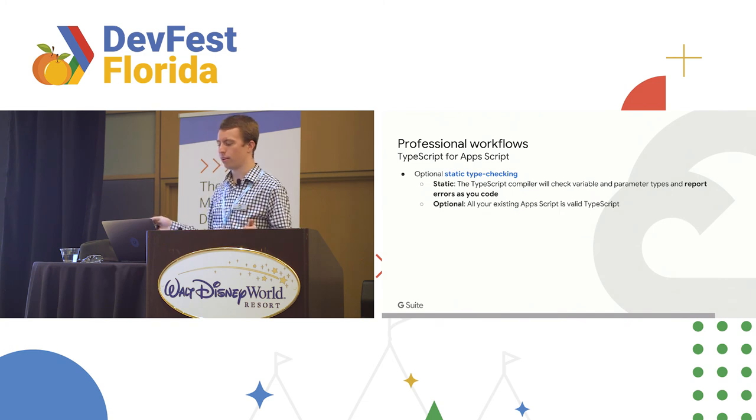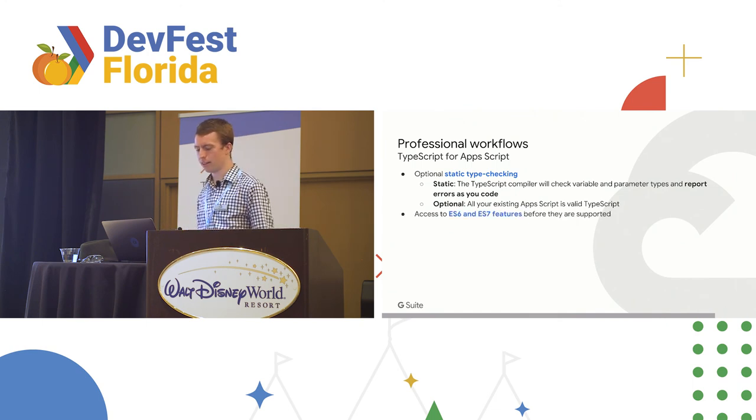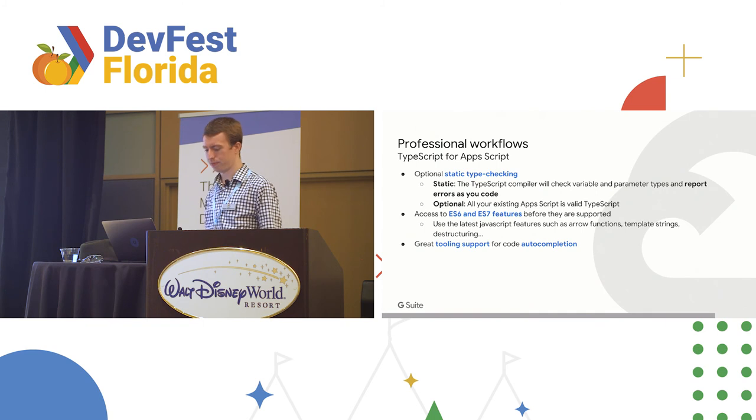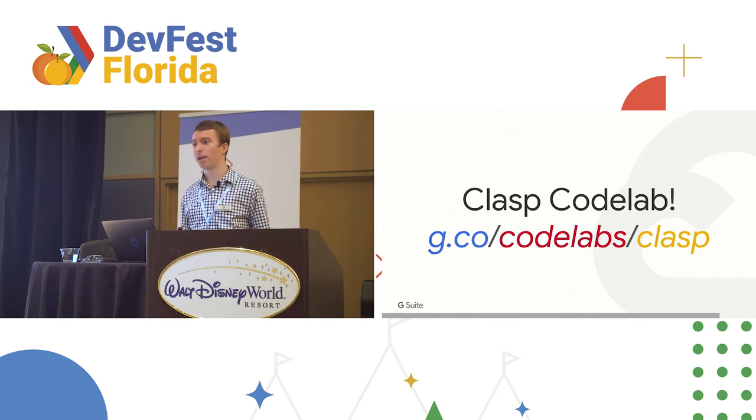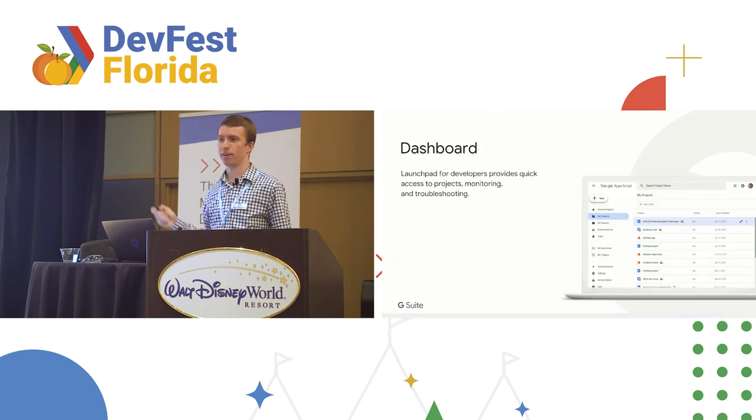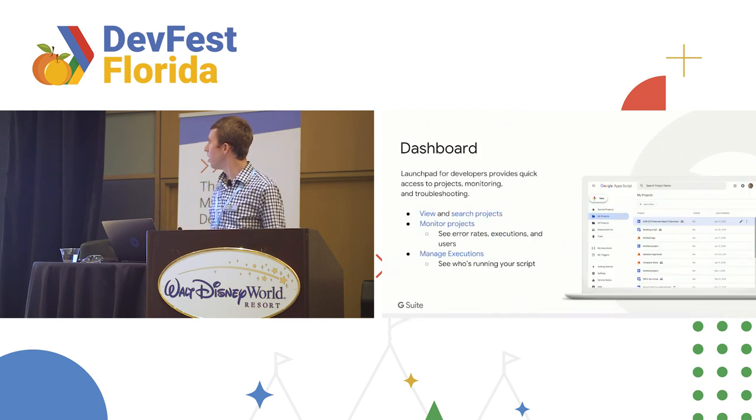Cool. With TypeScript, you get some advantages of statically typed error checking. It's all optional, so you can just convert your GS or JS file to TS. And then we have great auto-completion and tooling support. There's a codelab if you're interested in learning about this tool at g.io/codelab/clasp. There's a great dashboard.